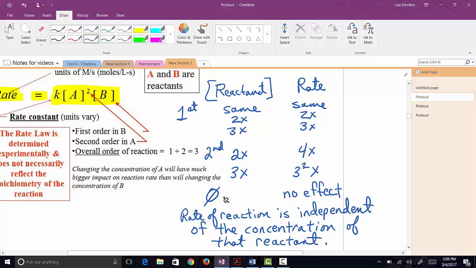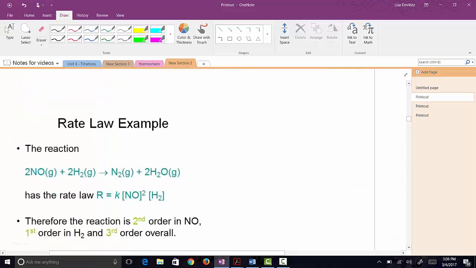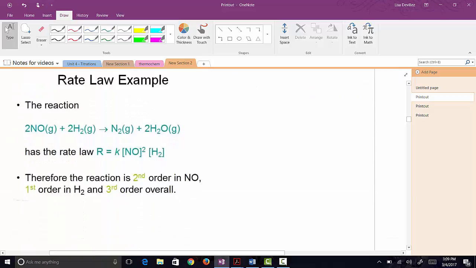Okay, so the gist of this is that not all reactants are equal. There are some reactants that you change them and you get a much bigger boost in your rate than changing the concentration of others. Okay, so again, here's an example. So looking at this, we have that the rate equals K, and then the nitrogen monoxide is second order, and the hydrogen is first order. Another thing to note here, this is determined experimentally.